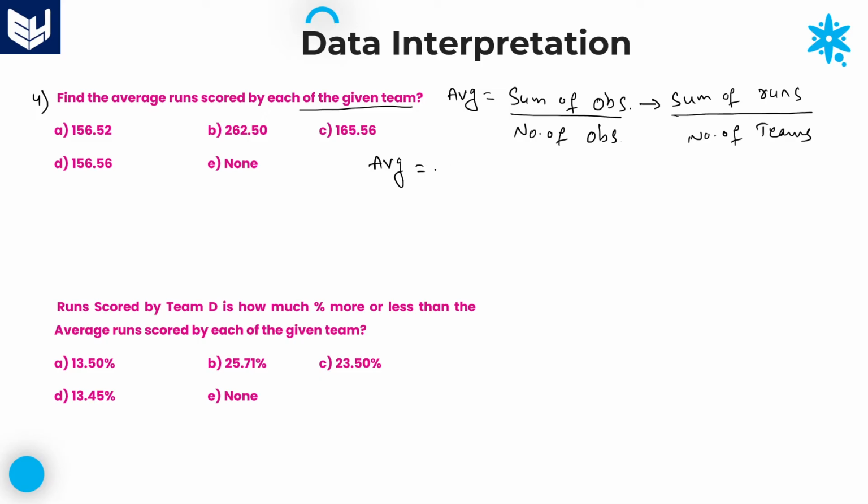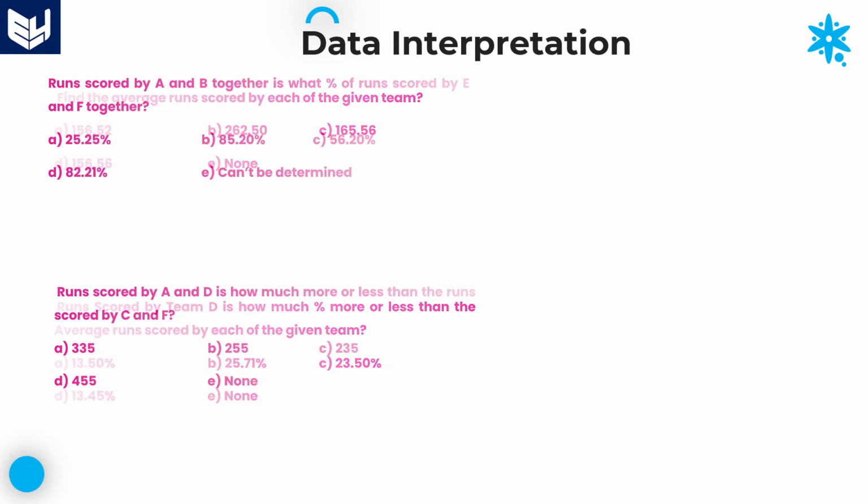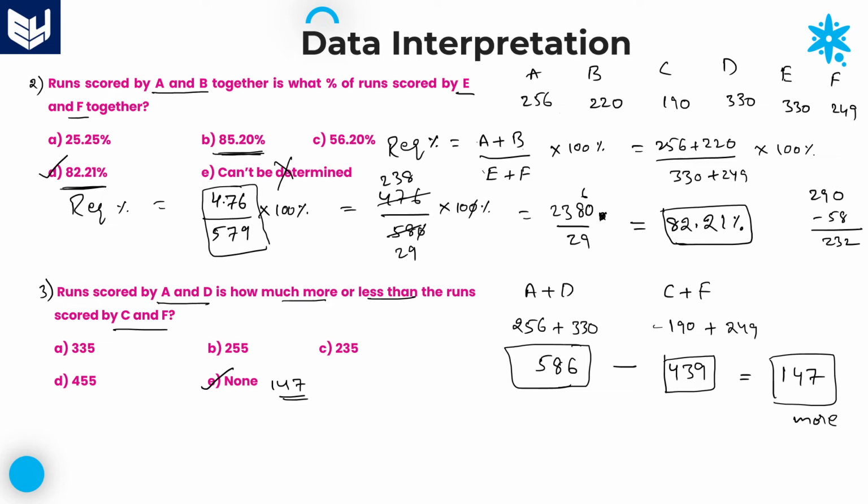Once go back to the previous slide and write down each and every team's scores. See, for the time being I am just writing all the teams over here: A, B, C, D, E, F. These are the 6 values that we need to note down. Here A 256, B 220, C 190, D and E 330 and F 249.